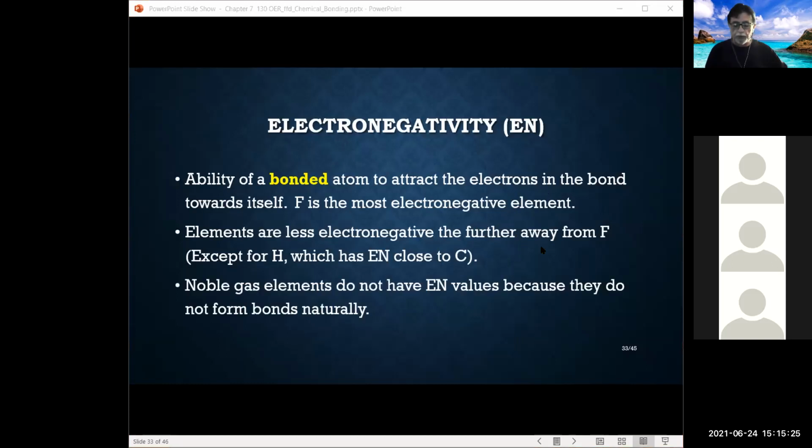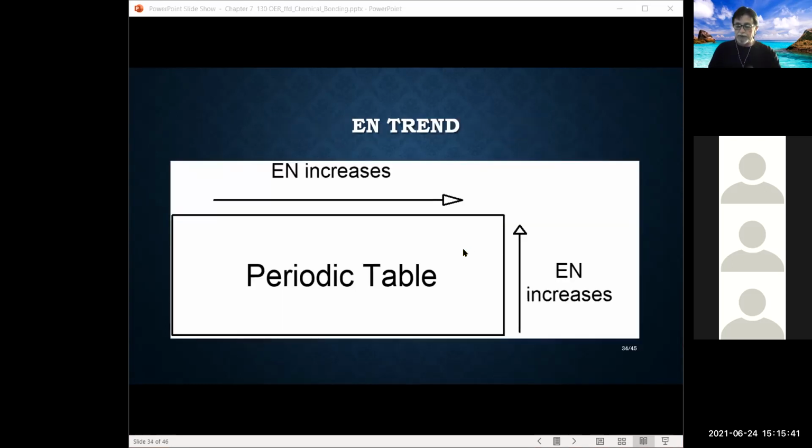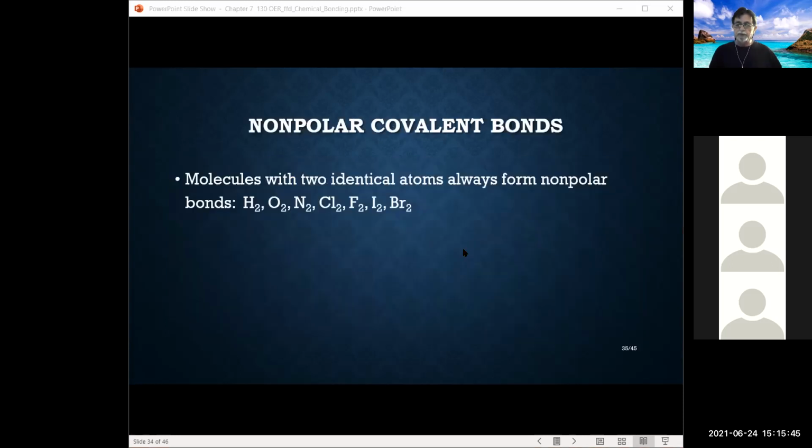All right. Now we know noble gases don't have electronegativity. Why? The octet is full. There's no place. It doesn't want any electrons. Their octet is full. Okay. And remember, that's the trend. Left to right increases, bottom to top increases.